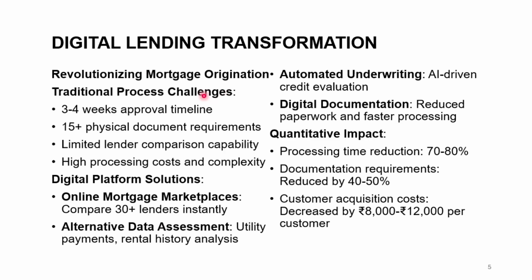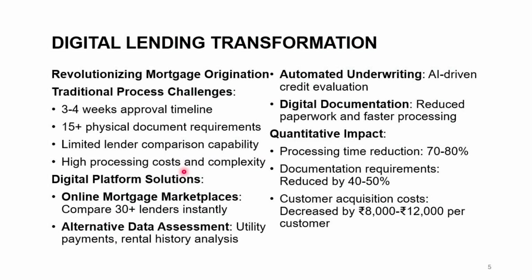First of all, the time. Excessive time was required. Second, physical documents were required for everything. So 15 plus physical documents. Then limited lender comparison capability. So if you wanted to compare different lenders, you had the capability of maybe doing around 15 or 20 lender documentation comparisons. And then high processing cost, because you were using manpower and so much time was going into it. So of course the processing cost would be high, and it was a very complex process.